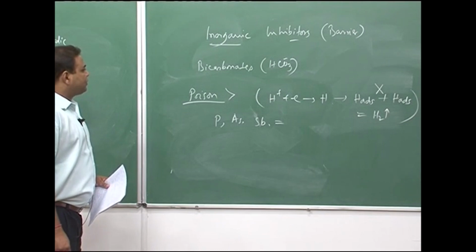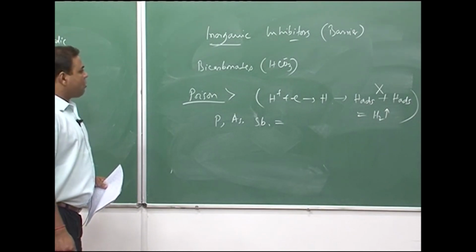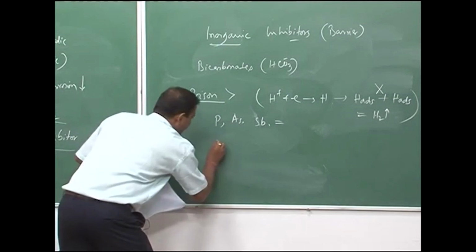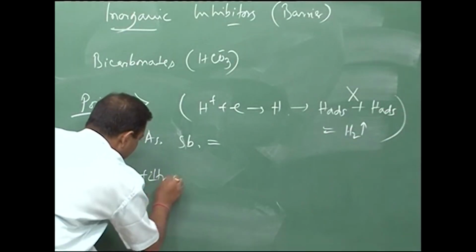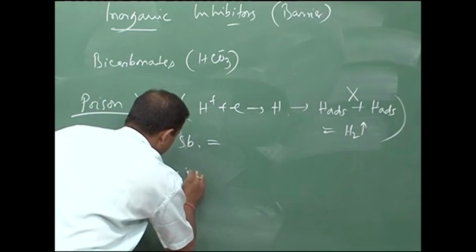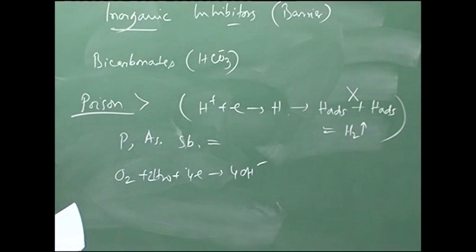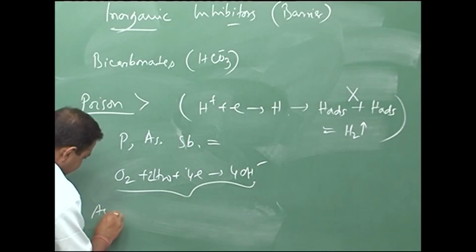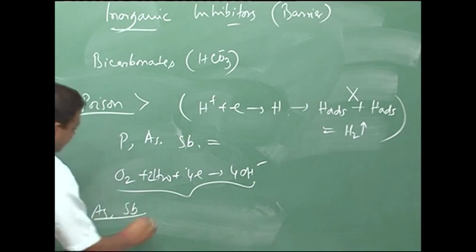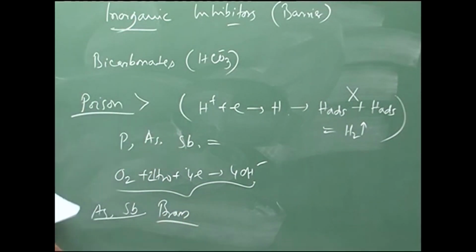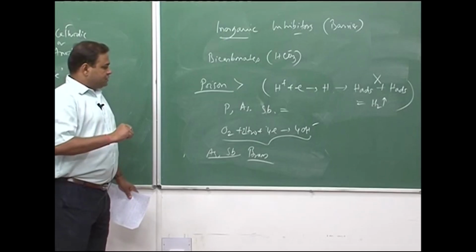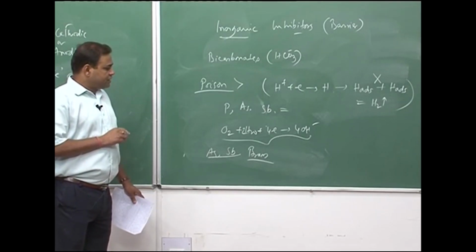There could be poisons to prevent oxygen reduction, for example this reaction: oxygen plus H2O plus 4e goes to 4OH minus. For this reaction, for example, we add arsenic or antimony in brass, in an amount around 0.1%, which actually prevents dezinkification in the brass.